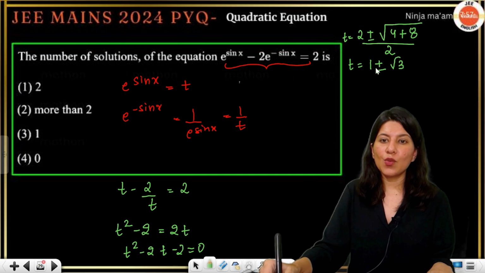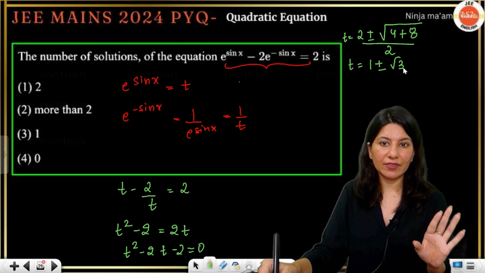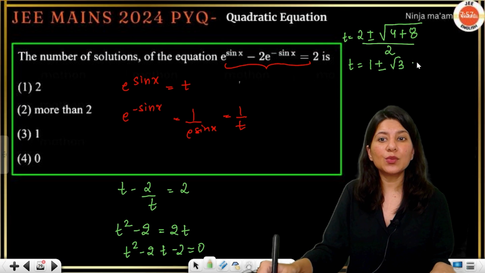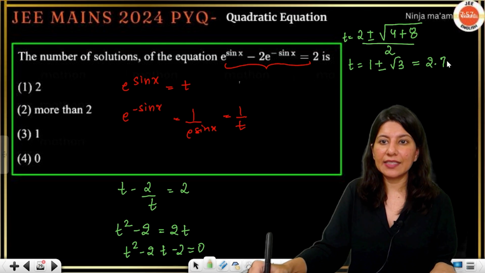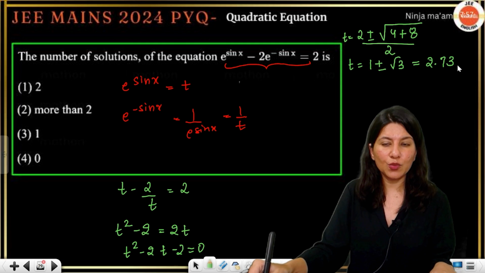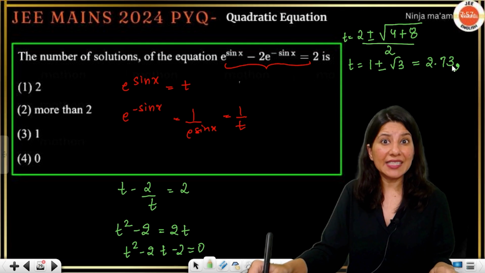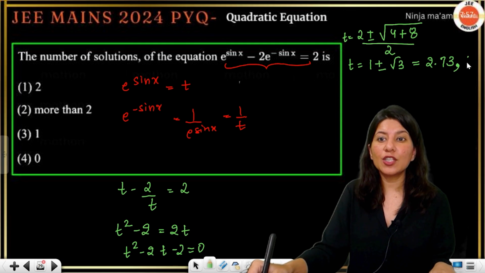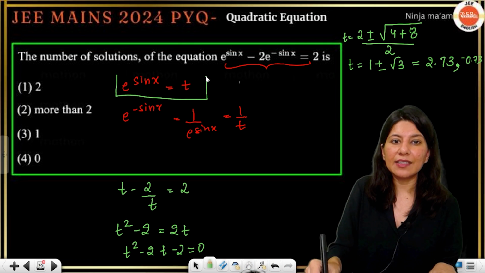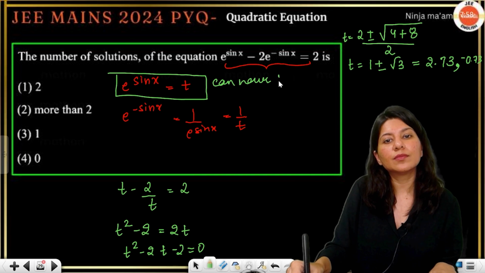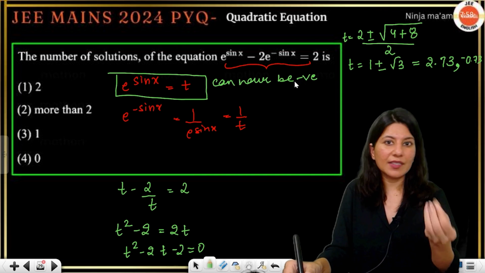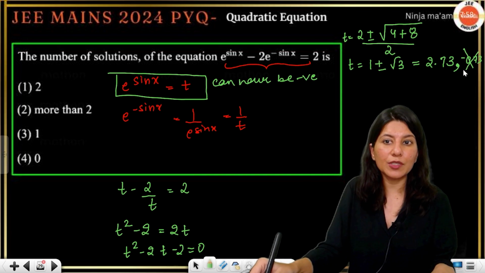Correct? So 1 minus root 3 will be negative, and 1 plus root 3 will be 2.73. So basically this is coming out as plus sign if you take 2.73, minus sign if you take 1 minus 0.73 with a negative sign. Now just tell me, this t can never be negative. Yes or no? e raised to power x is always positive. That means this is not possible.